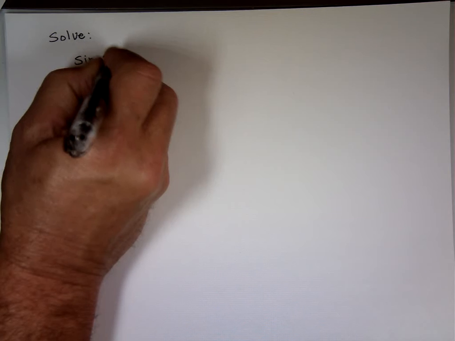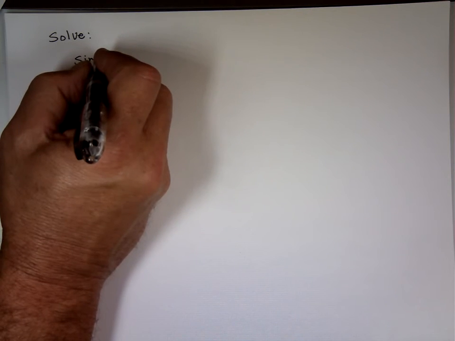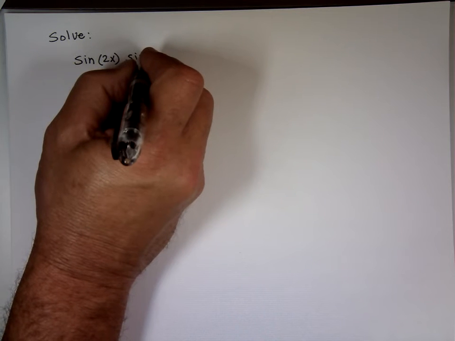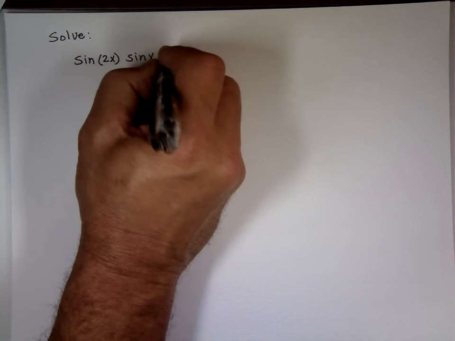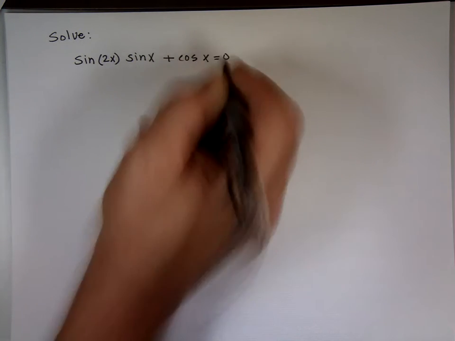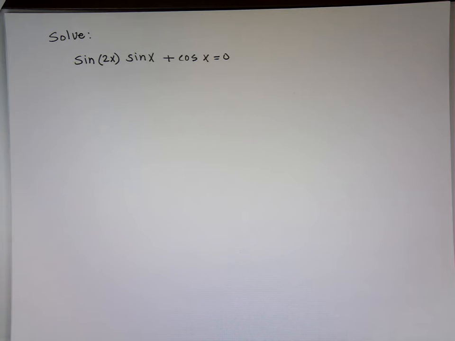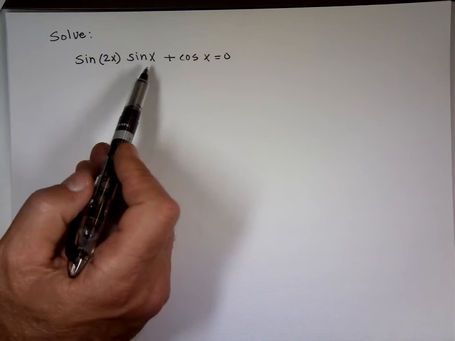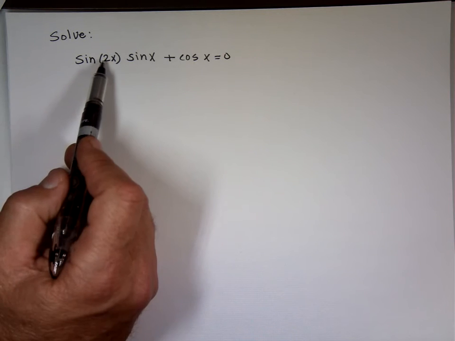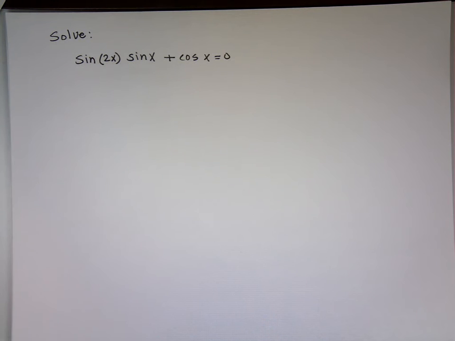Sine 2x, sine of x, plus cosine of x is equal to 0. Again, I forgot to mention another part. If this is x, you don't want to see 2x. They have to be matching. So if this is x, you want that to be x. You can't have 2x and x. You can't combine them. You can't do anything with them.